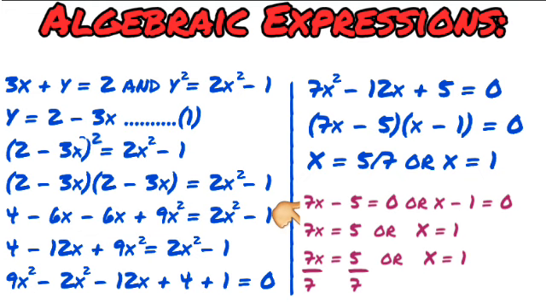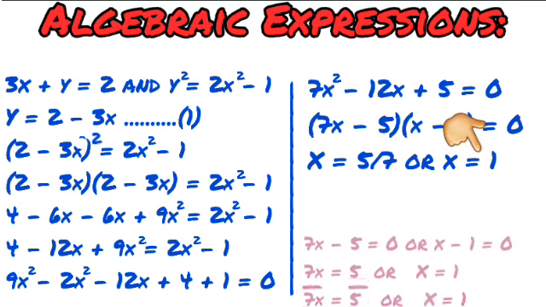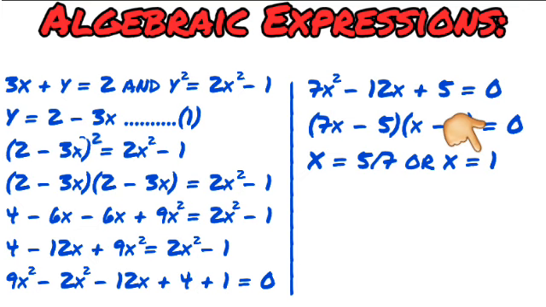Then we take everything individually out of the bracket. In the first bracket you will have 7x is equal to 5. Then you have to get rid of the x, so you divide both sides by 7. That's why you have 5 over 7. And on the other side you simply have x is equal to 1, and you have solved your algebraic expression.